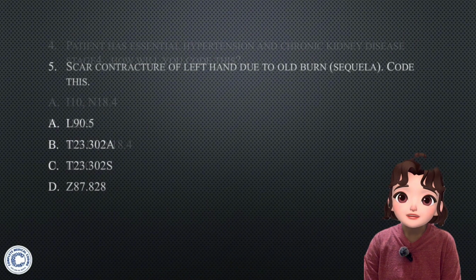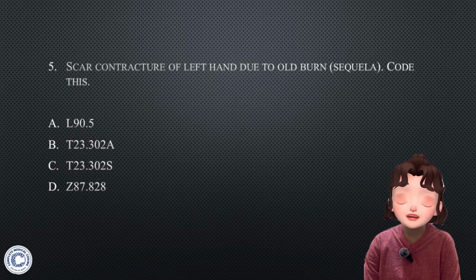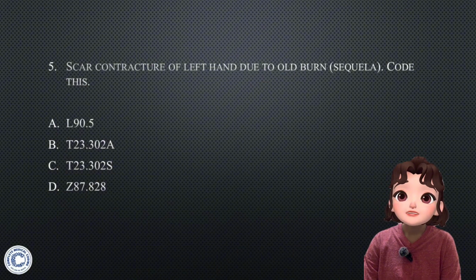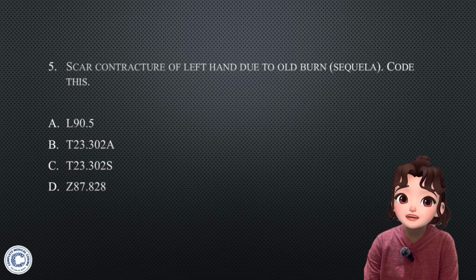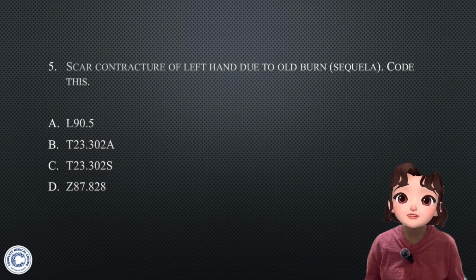Now moving to the fifth question. Scar contracture of left hand due to old burn. Old burn will always represent sequela. Code this. So old burn, sometimes in the question itself they will mark it as sequela. If it is not mentioned, you have to understand that old burn is always sequela. Okay. So scar contracture of left hand due to old burn. So you have to code for the scar of the sequela burn.